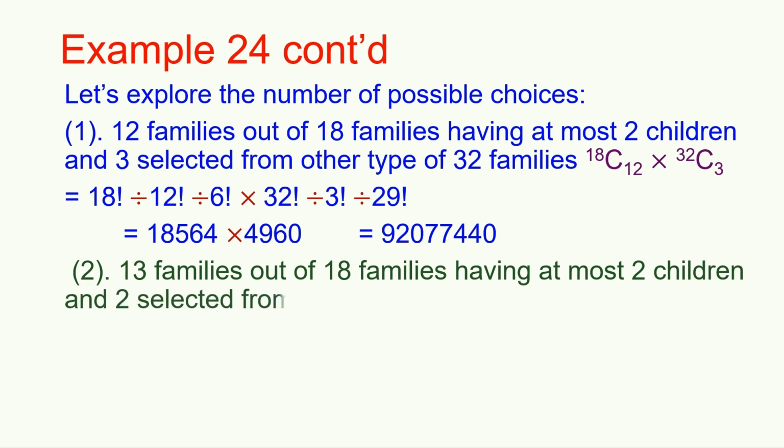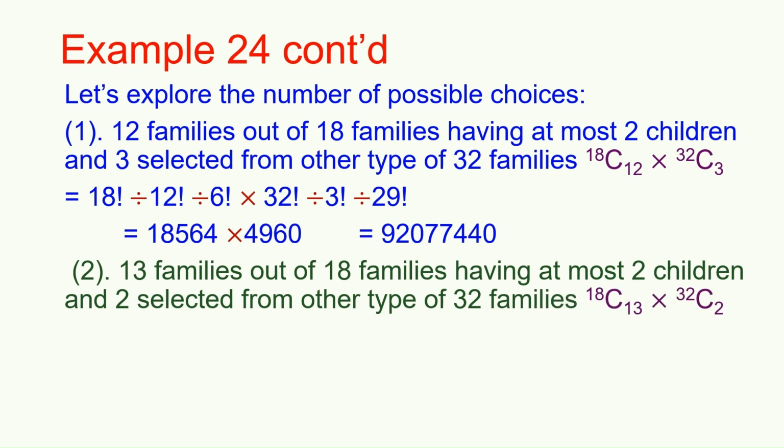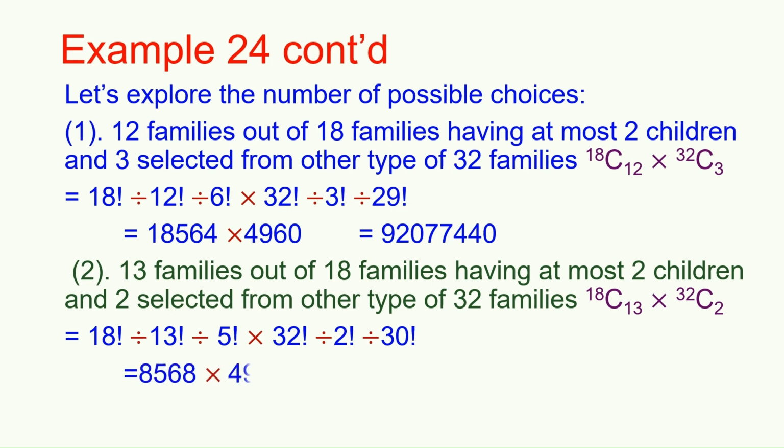92,077,440. Number 2: 13 families out of 18 families having at most 2 children and 2 selected from the other type of 32 families. 18C13 times 32C2 equals 8568 times 496 equals 4,249,728.